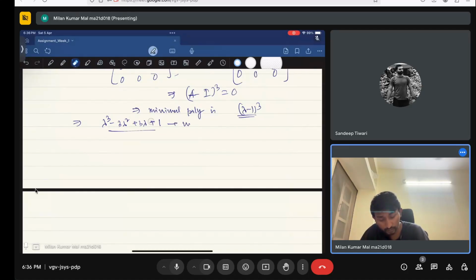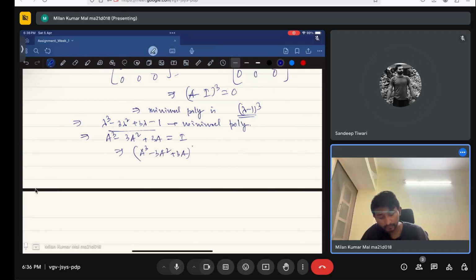I think minus 1. Minimal polynomial, right? Therefore what we can say is that A cube minus 3A square plus 3A is equal to identity. That implies whatever power you raise on this, it is identity for all positive integer n, obviously all positive integers.